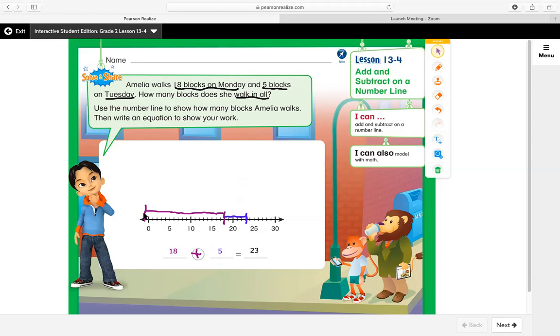And I showed Monday and Tuesday in a different color. You don't have to do that if you don't want to. You can just use the same color, and maybe up here you write M for Monday and T for Tuesday. It's completely up to you. This is what we're going to see in today's math.